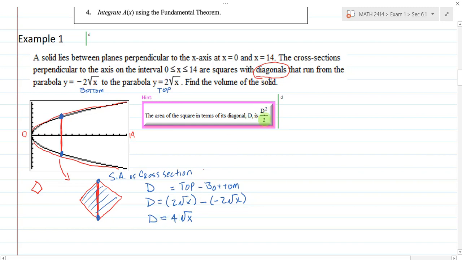The area of the cross section is going to be found using this formula right here. So using that information now, I can say that the area of my cross section is going to be equal to d squared over 2. Well, that's going to be 4 square roots of x squared over 2. Now you can't cancel this 2 with this 4 until you square both of these terms because exponents distribute across a product. Do y'all recall that rule? So if you have a product of terms raised to a power, you can distribute that power across that product.